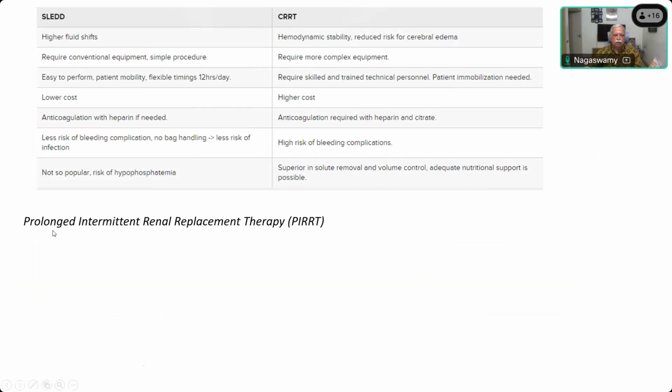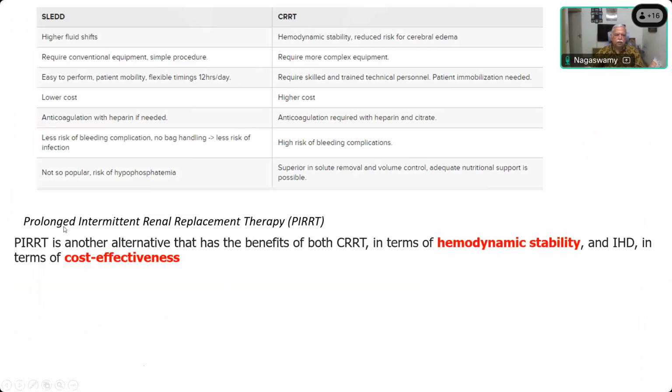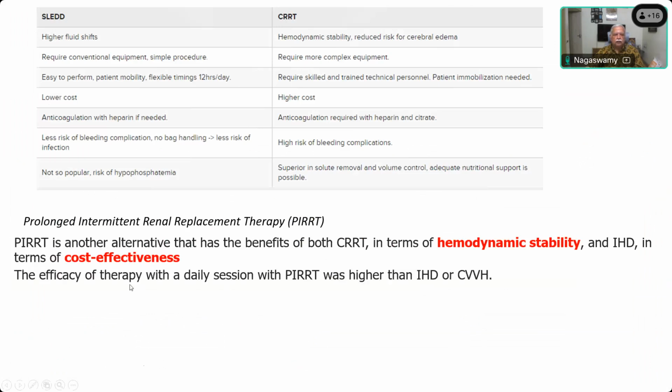And the newer method is what is called prolonged intermittent renal replacement therapy, and this is compared to the continuous flow renal replacement. Prolonged intermittent renal replacement therapy is an alternative with benefits comparable to CRRT in terms of hemodynamic stability as well as cost effectiveness. And the efficacy of the therapy with the daily session is higher than intermittent hemodialysis or continuous veno-venous hemodialysis.